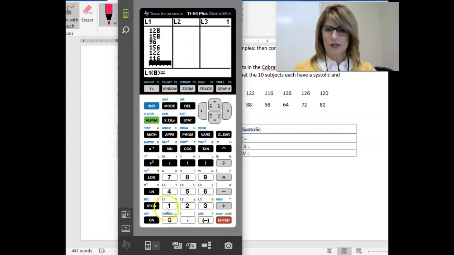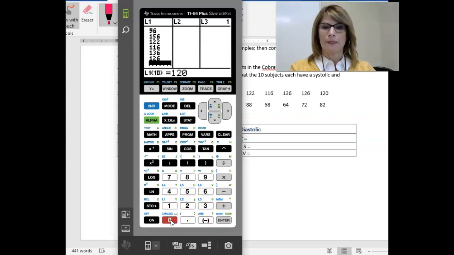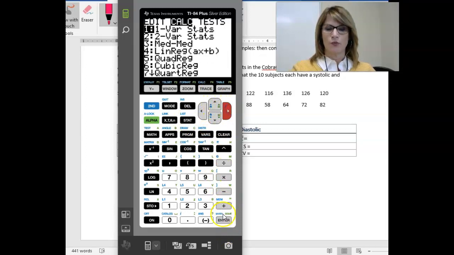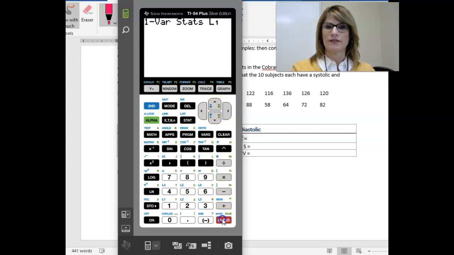Some of the papers printed 136 as like a parenthesis, but it's 136. 120. Okay, so enter. Stat, calculate one variable stats with list 1.